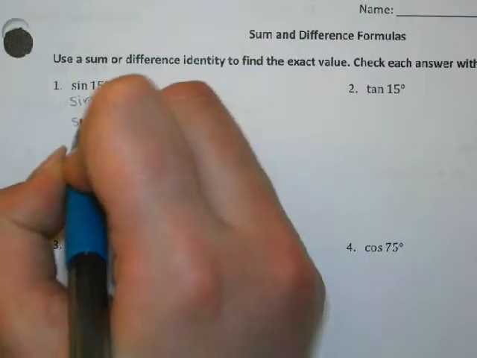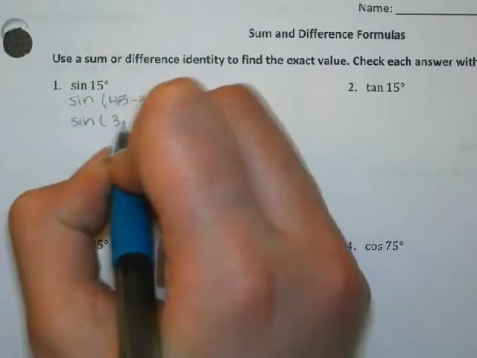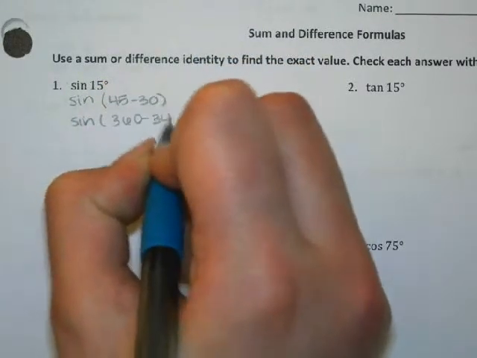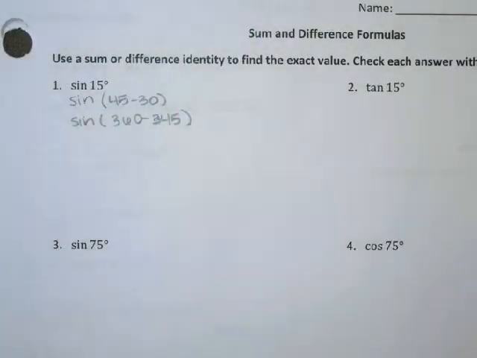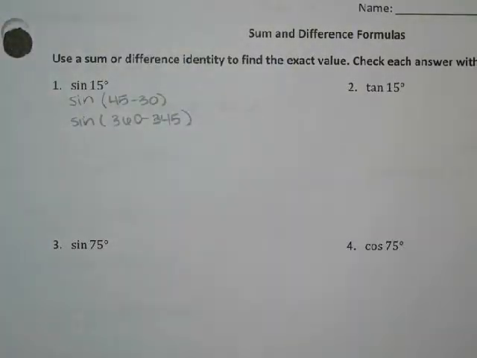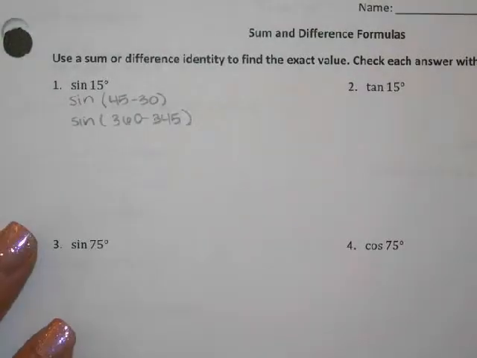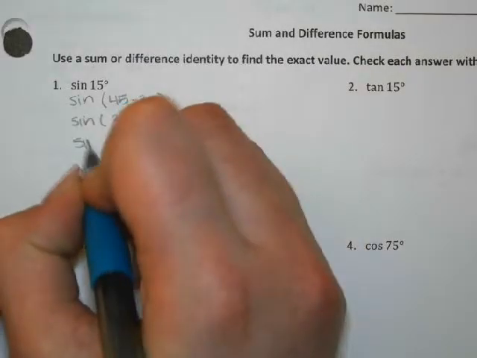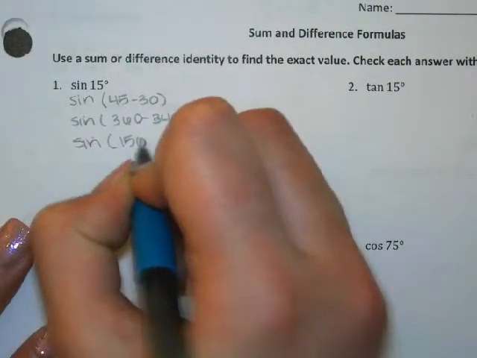What's another one? 360 minus 345. What's another one? What about 150 minus 135?